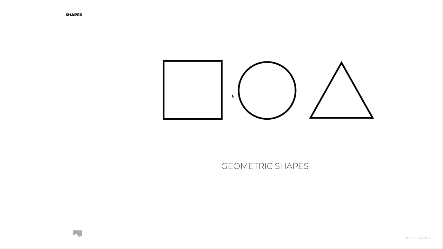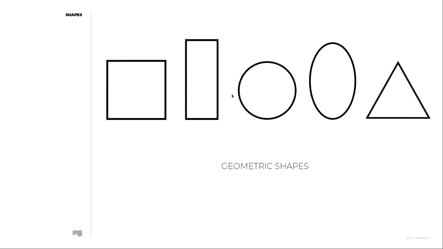Geometric shapes. In a lot of the Adobe apps, you're going to have your square, circle, triangle, and those are the basic ones that you're going to find in most of the Adobe apps, wherever you go. I can modify these shapes. I can take the square and make it a rectangle. I can take the circle and make it an oval, and for the triangle, I can use the star or the polygon and create a triangle out of that.